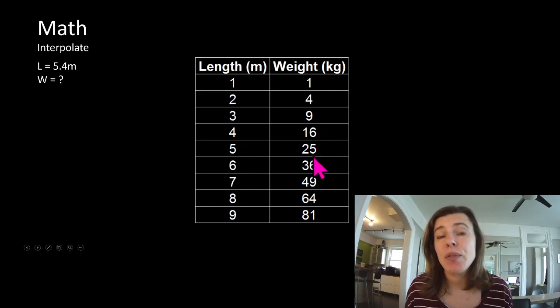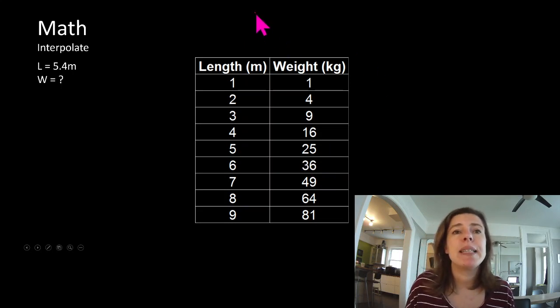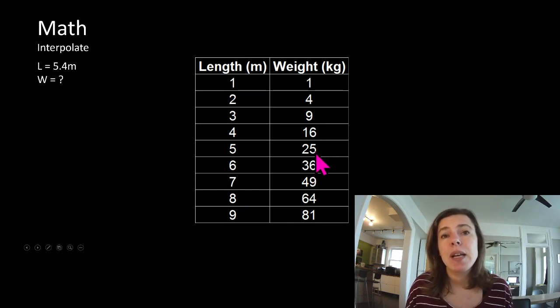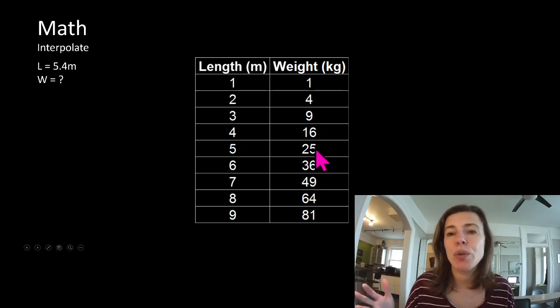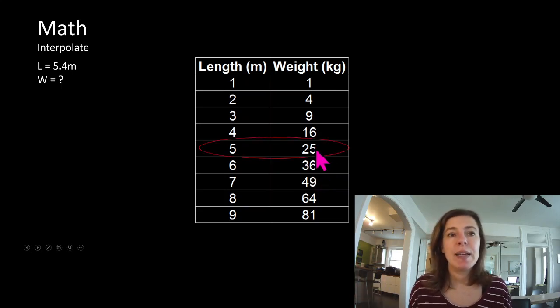If you did what we're about to do and you got an answer of 50, well, you know you should be probably wrong. So over here, I just take the time to write for myself something between 25 and 36, maybe closer to 25 than 36, because 5.4 is closer to 5 than 6. So that would be my guess, somewhere between 25 and 36, but closer to the 25 side.